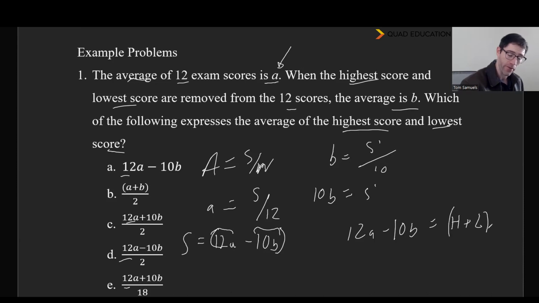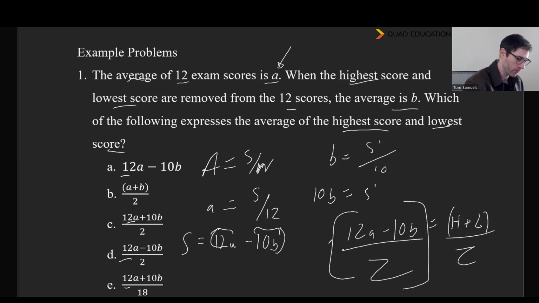But we need to find the average of those two things. And since there's only two numbers, what we do is divide that by 2. And that's where D comes in as the answer.